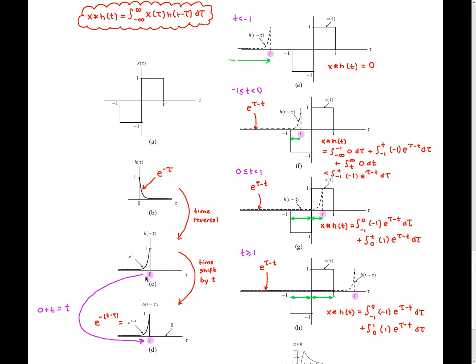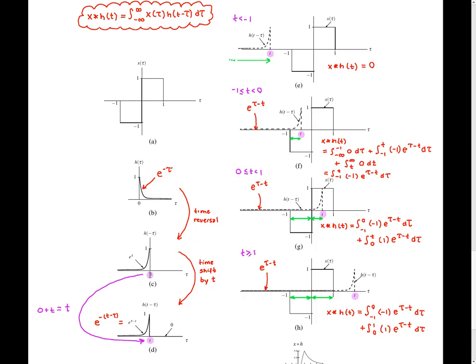Next, what we need to do is get from figure C to figure D, in other words, go from the graph of h of minus tau, which is just the function h time reversed, to this time reversed and shifted version of h. What we need to do is take the graph in figure C and apply a time shift by t. So this is what we've done in going from this graph to this graph. We've effectively shifted this whole graph over by t. The point that was originally at 0 in figure C, when we shift it by t, will move from 0 to 0 plus t, because we're adding t to everything, which gives us this point here.